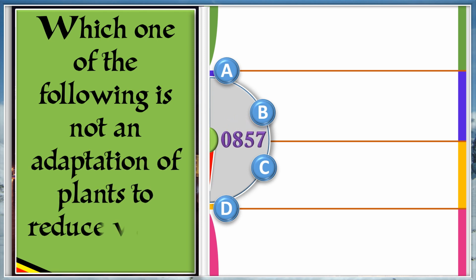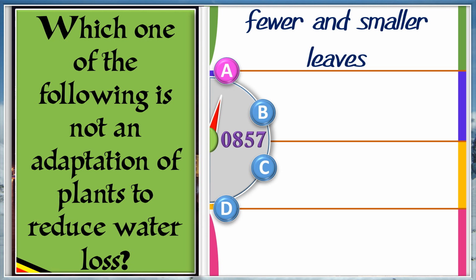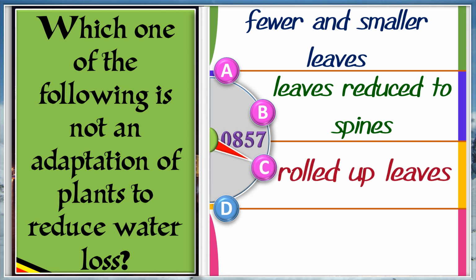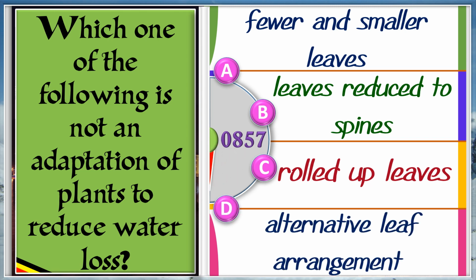Which one of the following is not an adaptation of plants to reduce water loss? A, fewer and smaller leaves. B, leaves reduced to spines. C, rolled up leaves. D, alternate leaf arrangement. And the answer is D, alternate leaf arrangement.